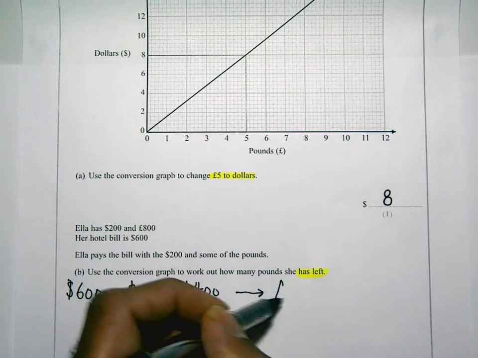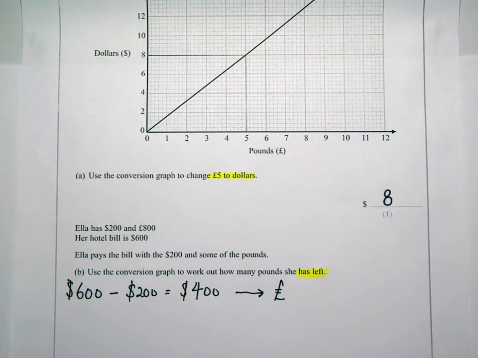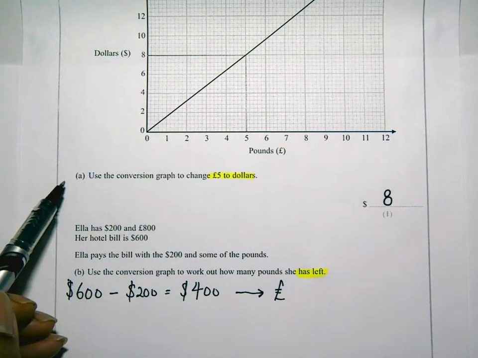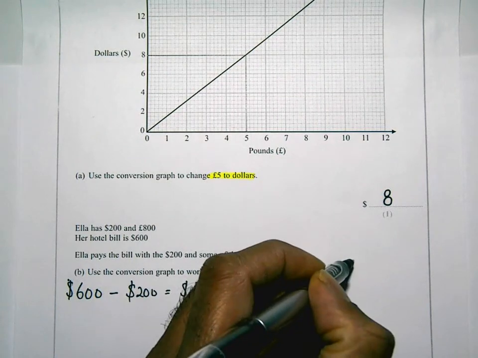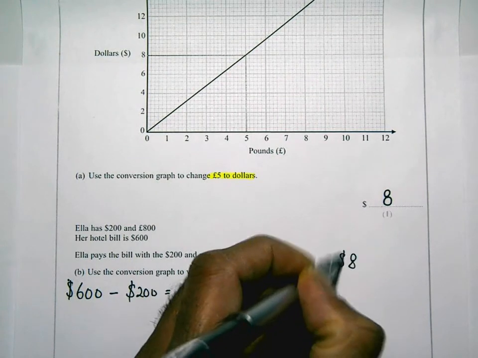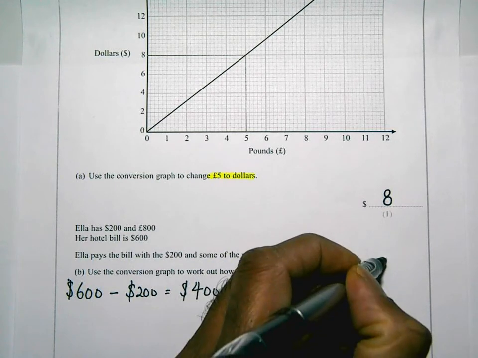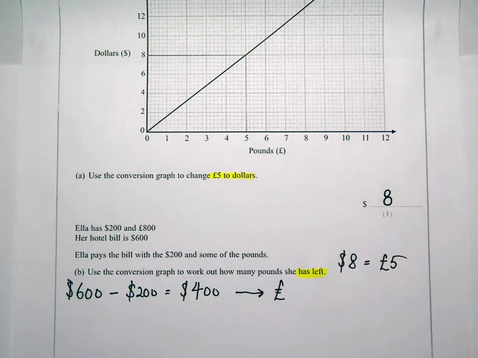Okay, as I was saying, there's several ways you can do this. Let's look at what we know so far though. From part A, we know that $8 is £5, and we used the conversion graph to do that.